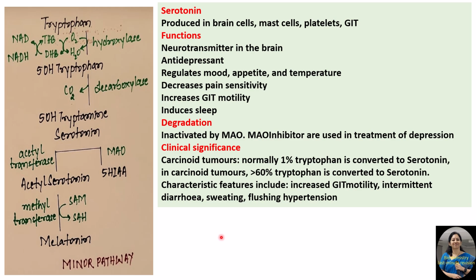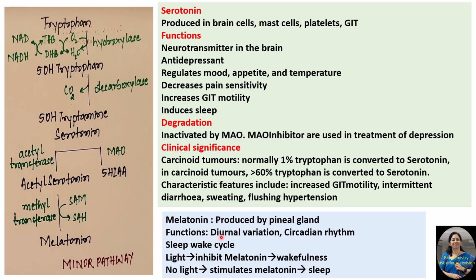The other compound that is produced from tryptophan by this minor pathway is melatonin. Now this melatonin production mainly takes place in the pineal gland, and the functions of melatonin include diurnal variation, circadian rhythm, and maintenance of the sleep-wake cycle. Melatonin itself will be asked as a 3-marker question, or it can be asked along with its pathway as a 5-marker question.